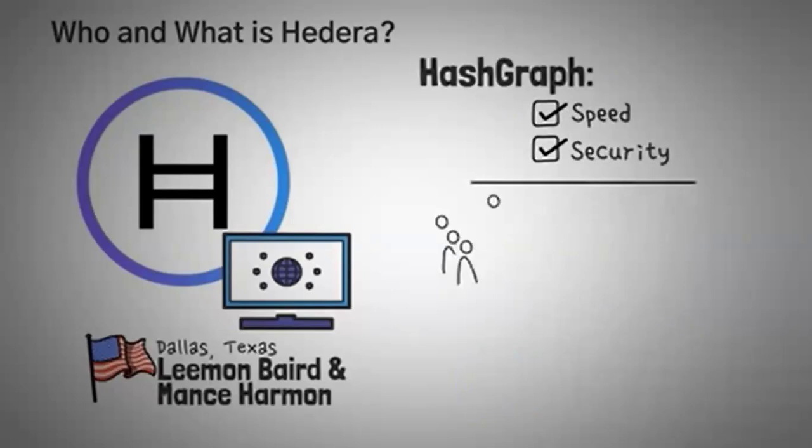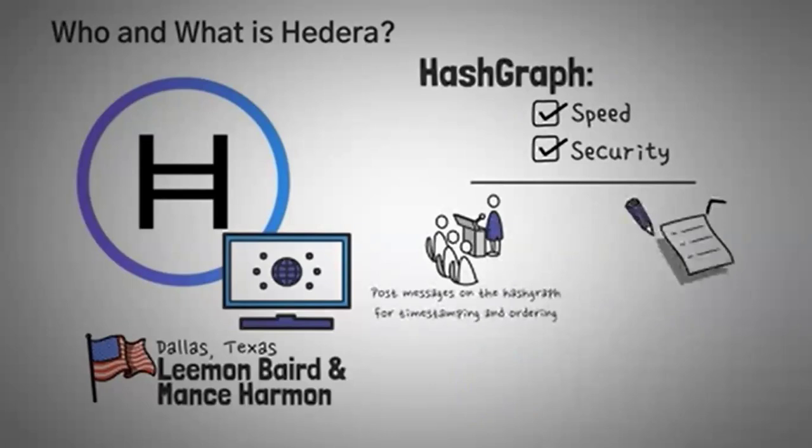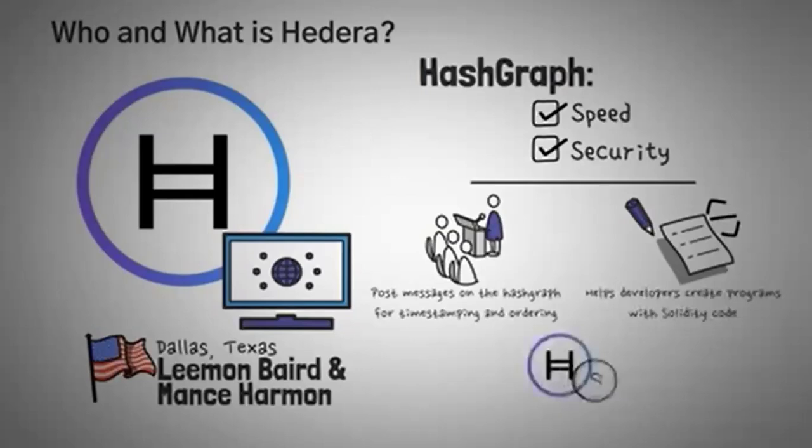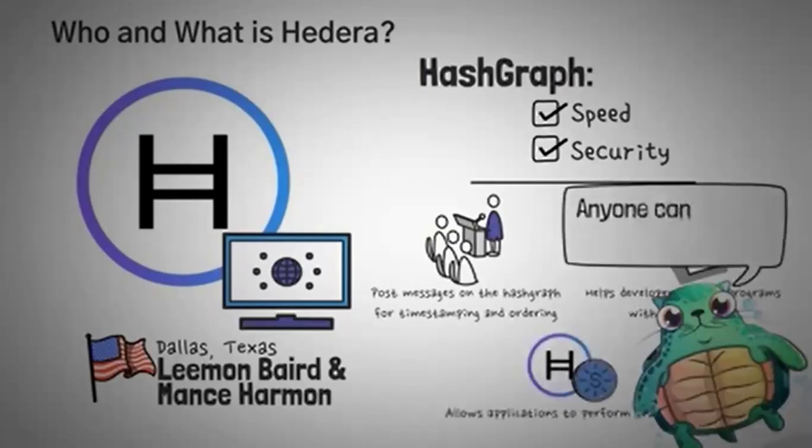Now they do have three main services. The first is the consensus service, which is used to post messages on the hash graph for timestamping and ordering. The second service they have is the smart contract service, and this helps developers create programs with Solidity code. And number three, they have something called a token service, which allows applications to perform transactions. Anyone can access these services.